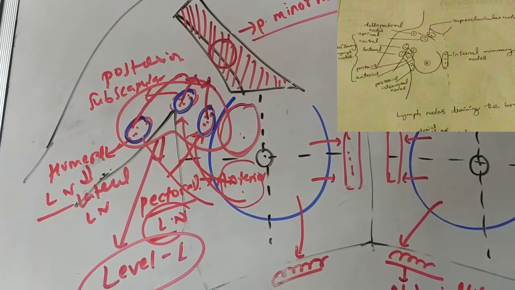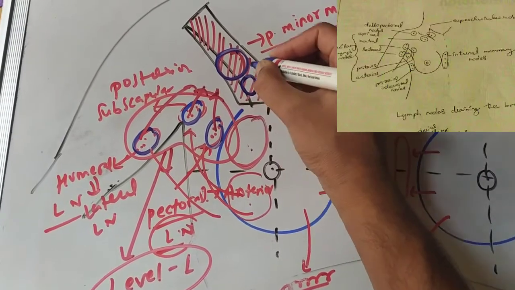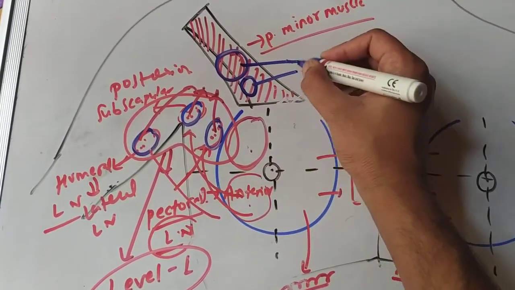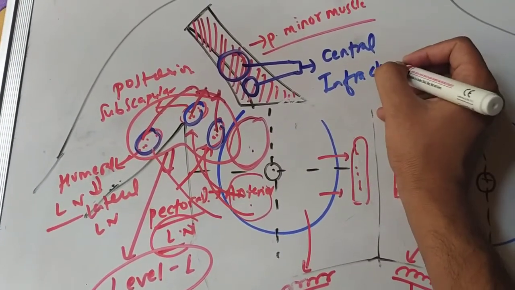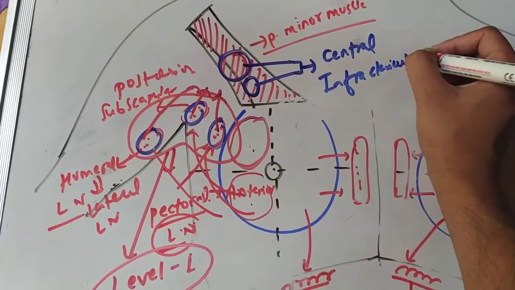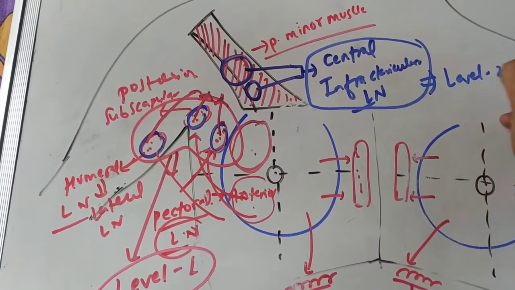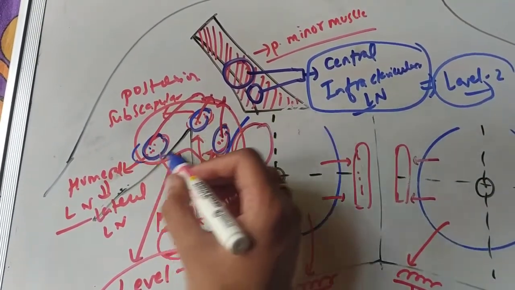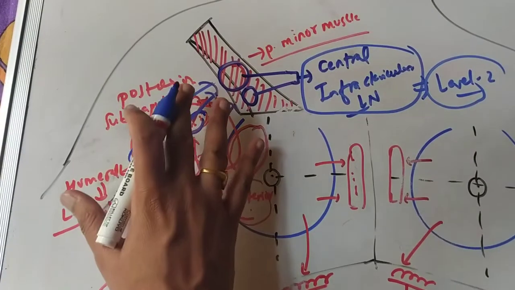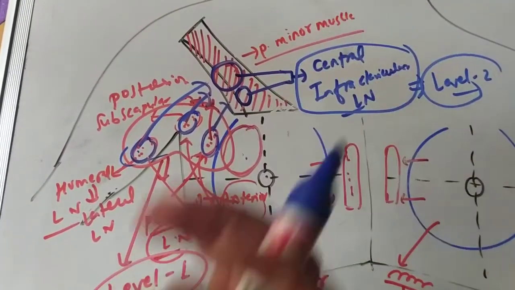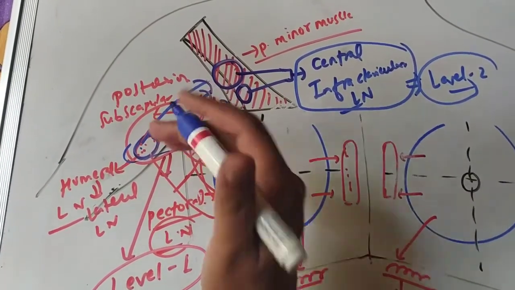So there is a lymph node known as the central lymph node. Here there are two lymph nodes in the central region, just behind the pectoralis minor muscle. One is the central lymph node, and another is the infraclavicular lymph node. The central and infraclavicular lymph nodes are known as level 2. So whatever lymph is collected in level 1 is ultimately taken into level 2. Level 1 is below the pectoralis minor muscle, and level 2 is behind the pectoralis minor muscle.